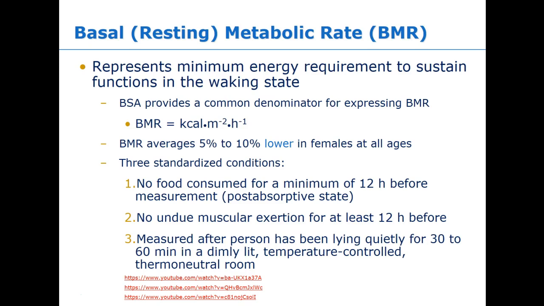All right, let's discuss basal metabolic rate. This is our resting rate. It represents the minimum energy requirement to sustain functions in the waking state.